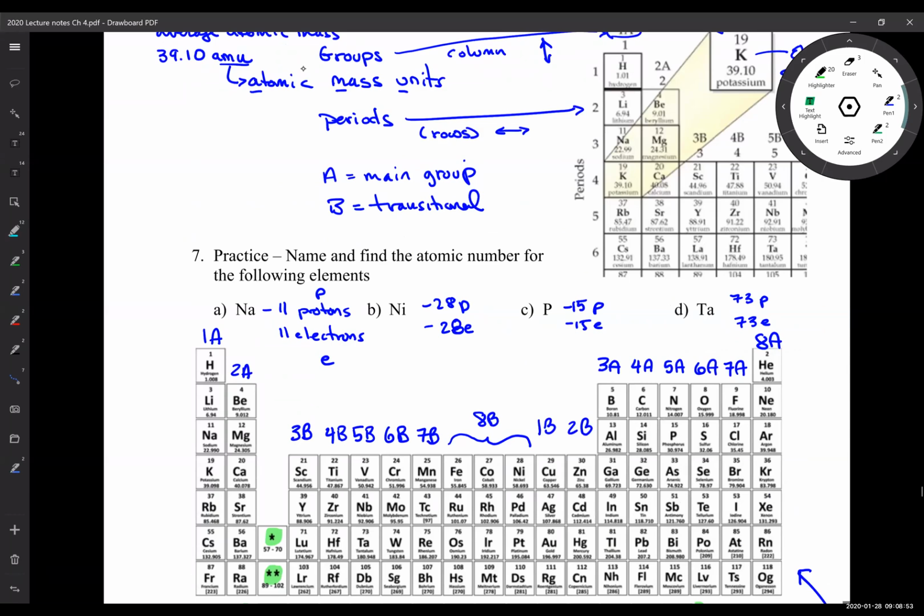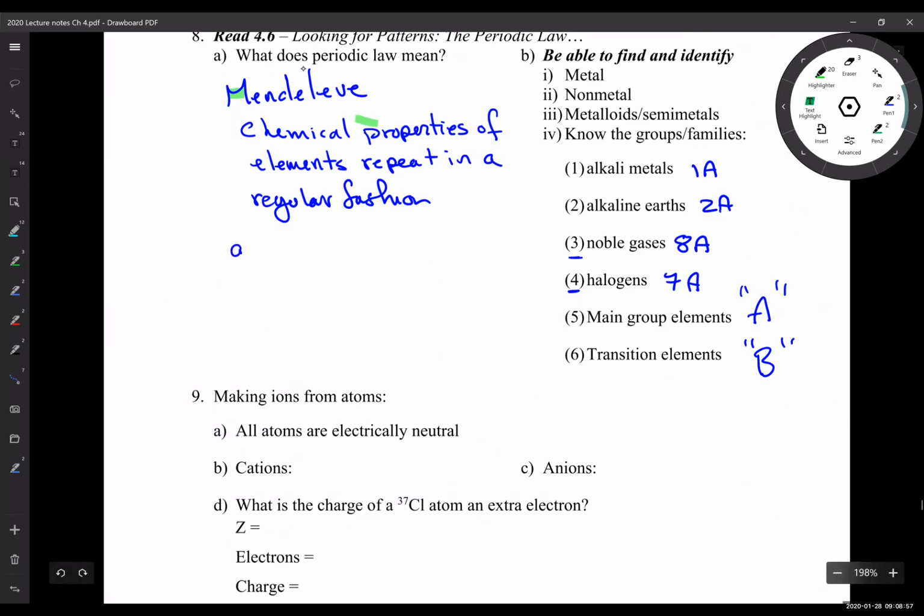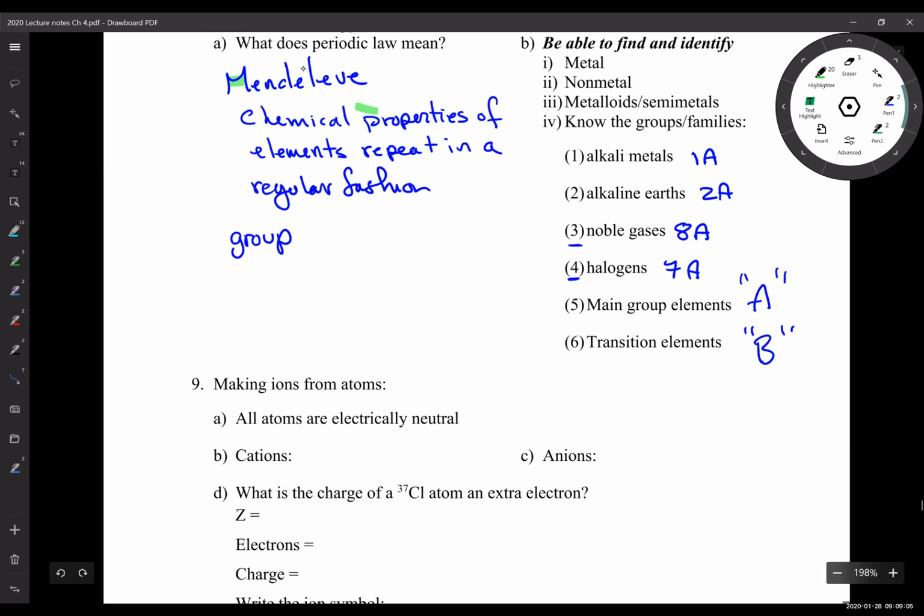So when we talk about groups, I'll put it down here. Yeah, so he took the elements, grouped them by atomic mass, and he grouped them by their chemical properties. And they call them families because they have similar characteristics.